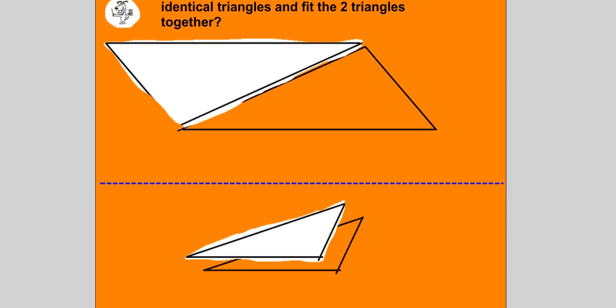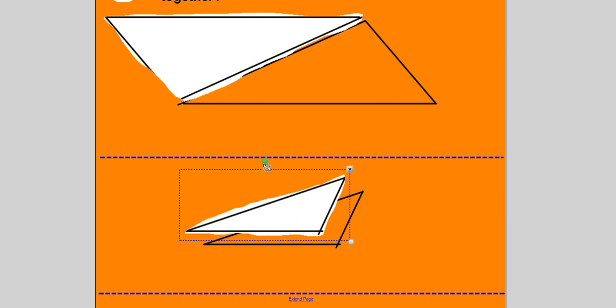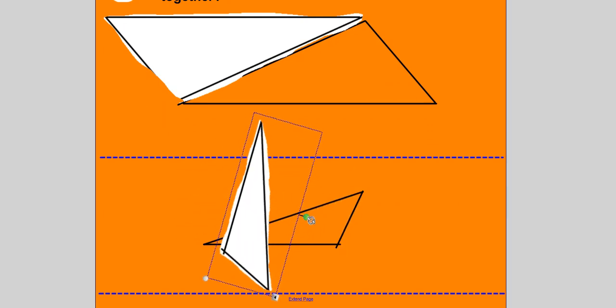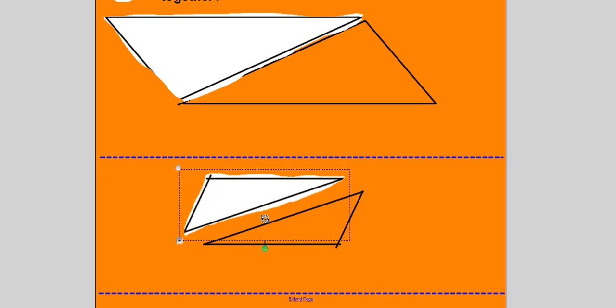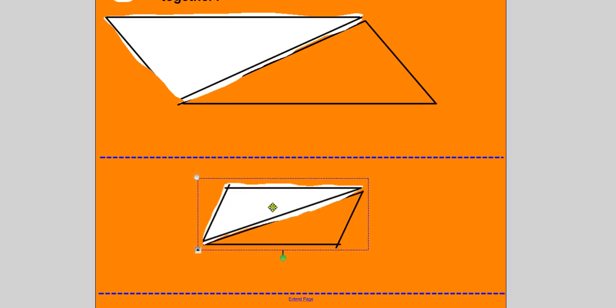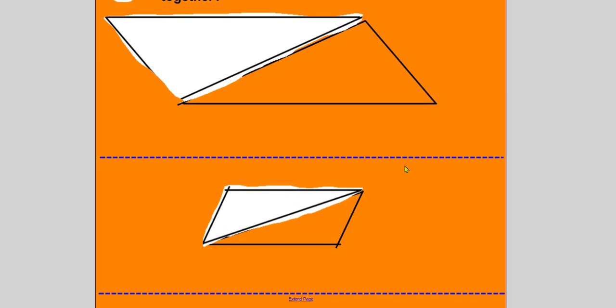And then let's just do another triangle and show that the same thing happens. So I'm rotating one and moving it. I'm translating it so it's on top of the other. And again, I get a parallelogram. As we know from previous work, the area of a parallelogram equals the base times the height.